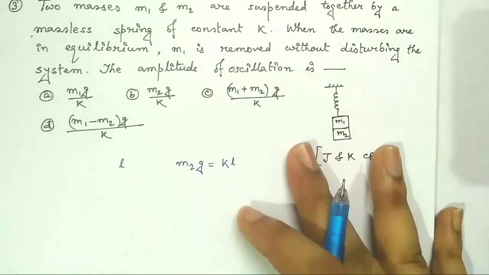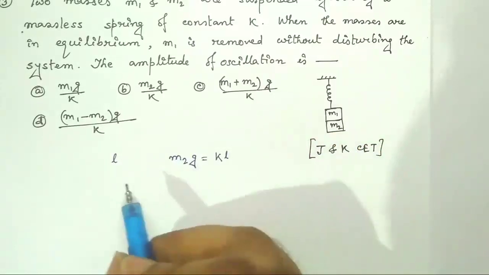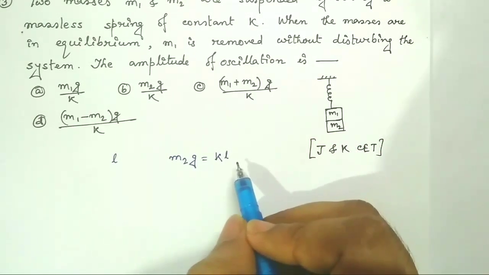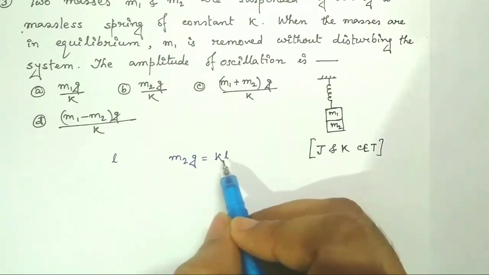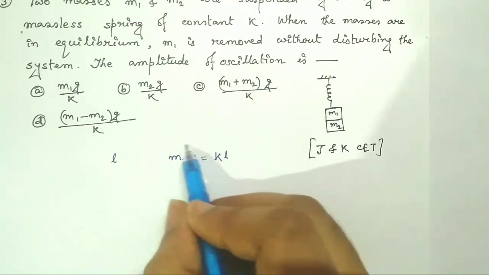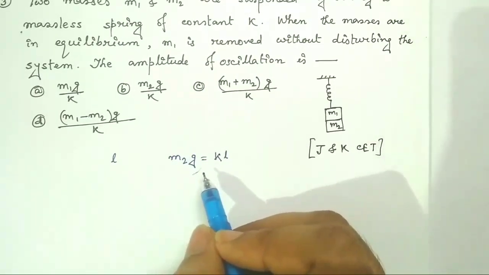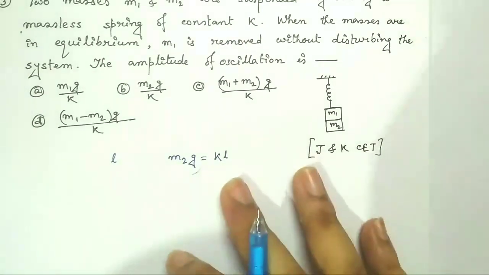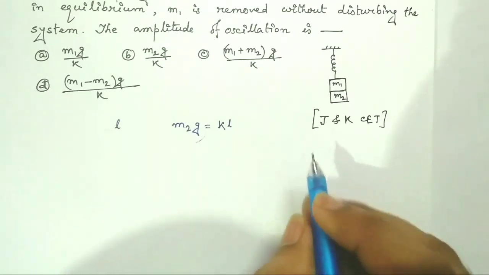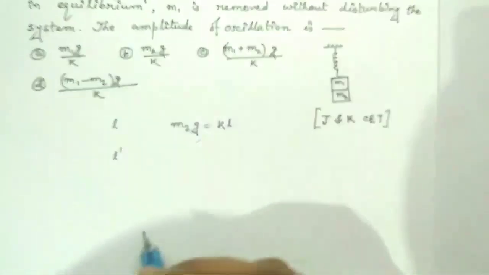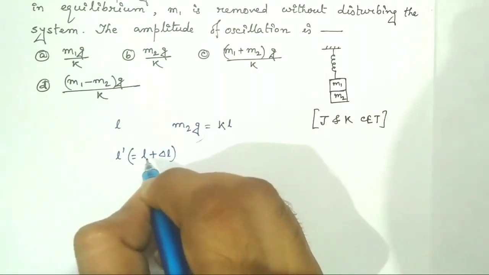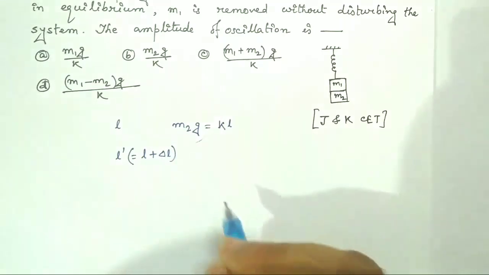Since for a spring we can write F equal to K into X, where X is the change in length. Here we have supposed that this change in length is small l, K is the force constant of the spring and M2G is the force downward. In case of both the masses M1 and M2, the change in length or extension will be L prime, where L prime is delta L plus L.